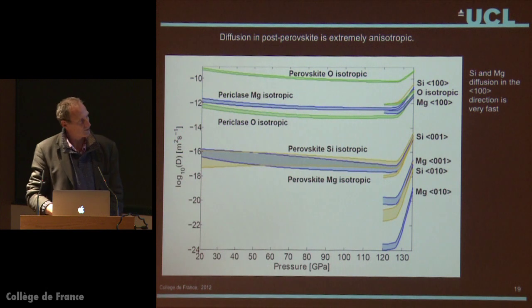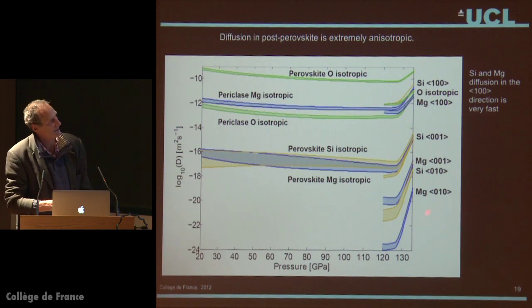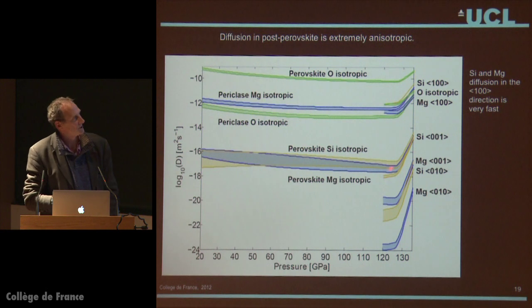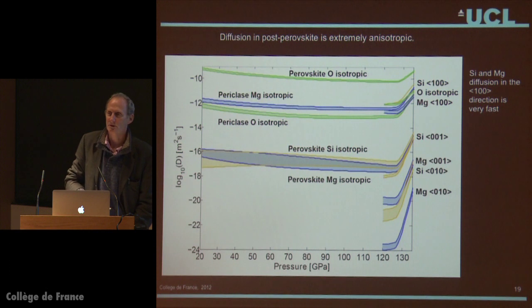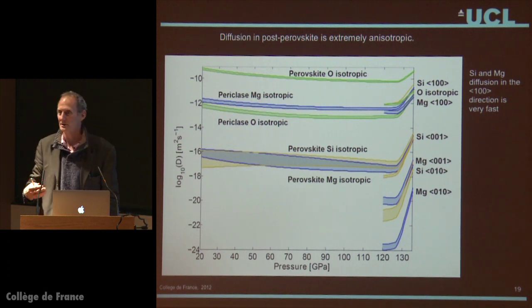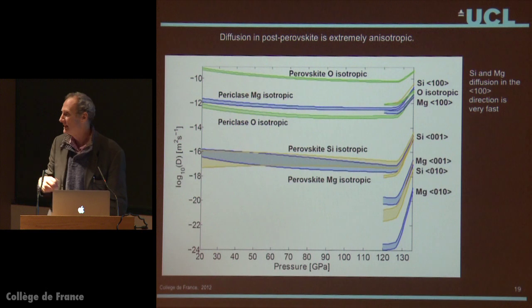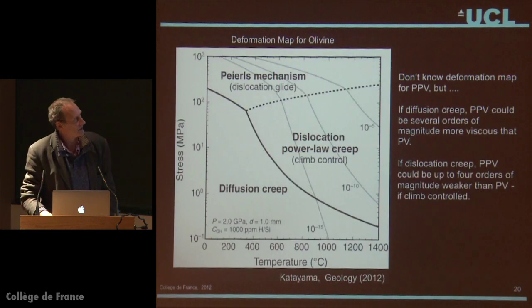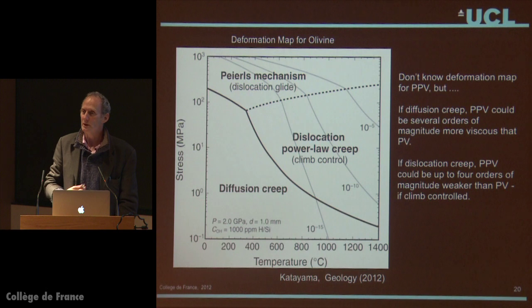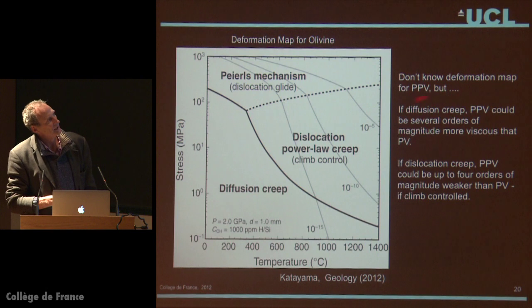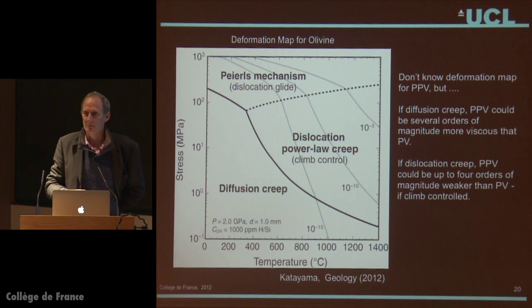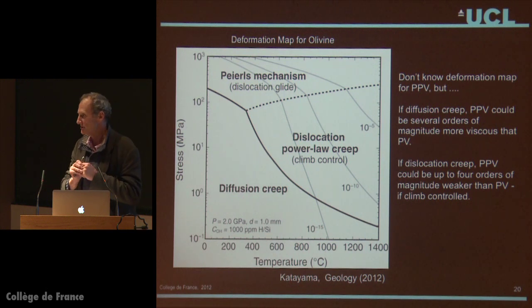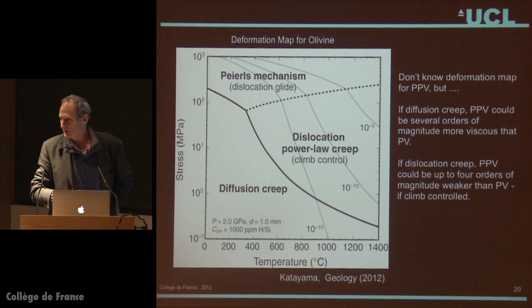Post-perovskite, we've done the same thing in post-perovskite. The interesting thing about post-perovskite is it's incredibly anisotropic. I'm not going to worry too much about the anisotropy, but the interesting thing is that the diffusion of silicon, oxygen, and magnesium is much faster, certainly silicon and magnesium, along one of the directions in post-perovskite, and that opens up the idea that it could be much weaker than perovskite, okay? Depends again on the mechanism. If it's diffusion creep, post-perovskite would actually probably be stronger than perovskite, and that's because you always have to take some diffusion in the slow direction, which is slower than in perovskite.